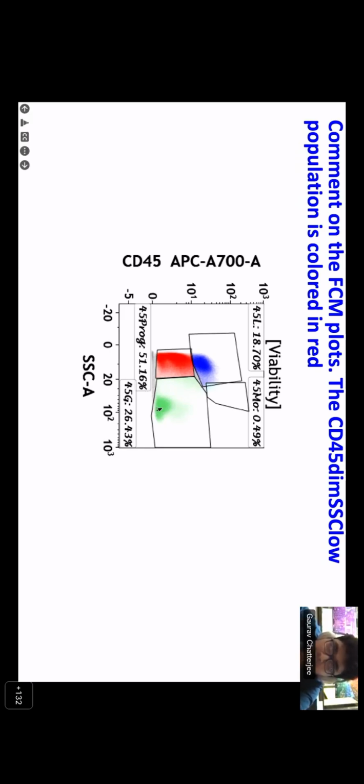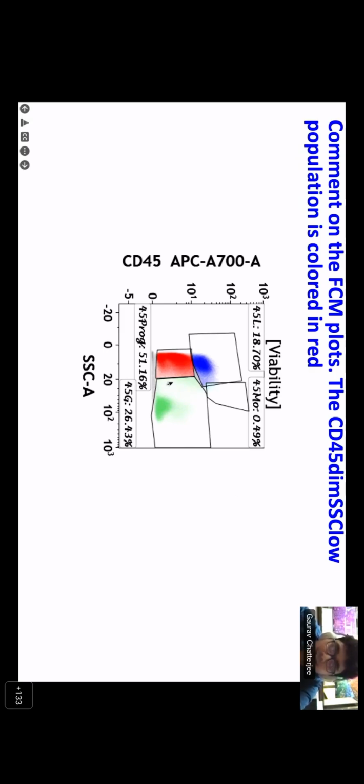The green ones? They are granulocytes. They are granulocytes because they have high side scatter. Side scatter usually denotes complexity of the cell, including cytoplasmic granularity and nuclear complexity. So we know that the granulocytic lineage has high side scatter because they have high granularity and much more complex nuclei.